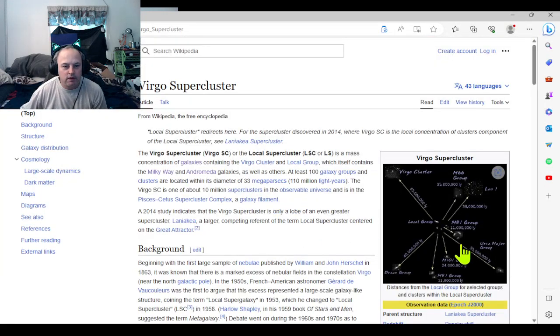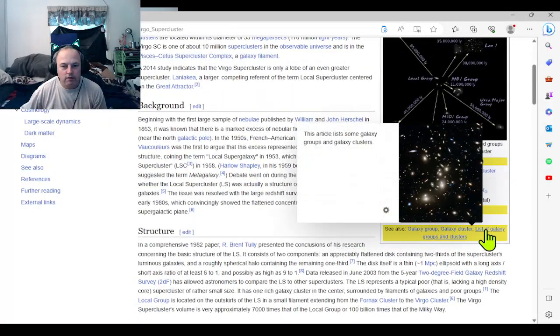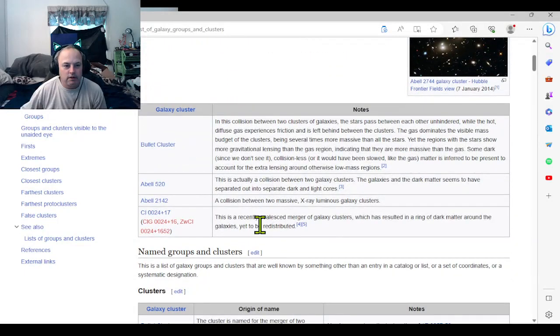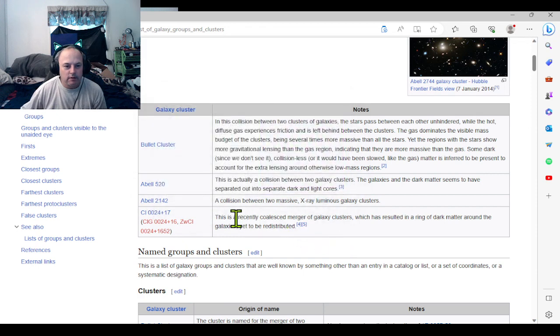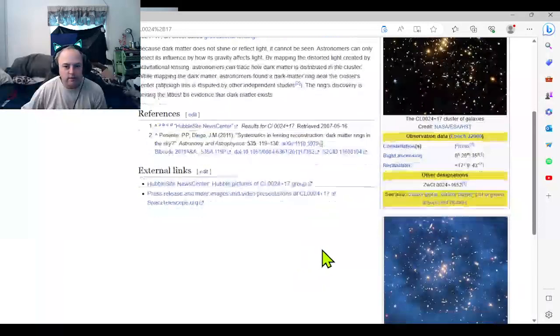The Virgo cluster, you have a list of galaxy groups and clusters. This is a collision. Recently emerging. This is the pieces.